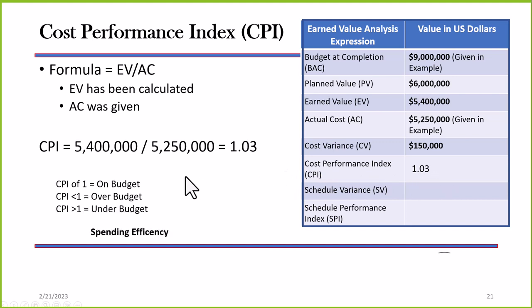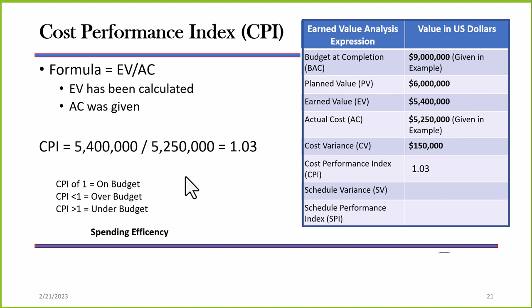Now this Cost Performance Index, a CPI of 1 says that I'm on budget. I'm right where I should be. A CPI less than 1 says I'm over budget. If that were 0.9, I would be over budget. A CPI greater than 1 says that I am under budget. So I am actually under budget at this point in time. Now that just confirms our other analysis, doesn't it? That we're doing well with the cost on this particular project.